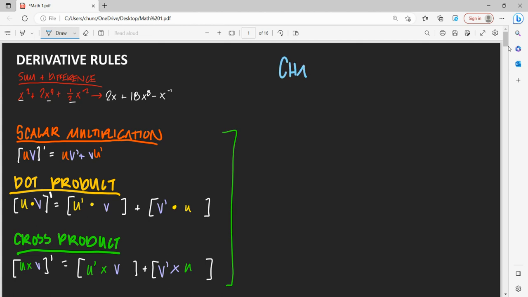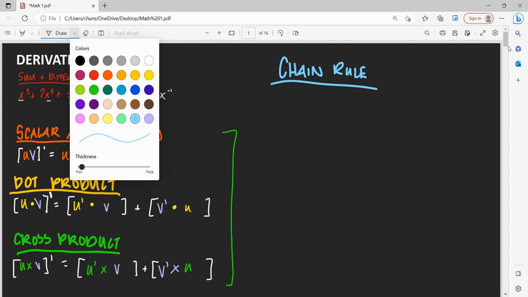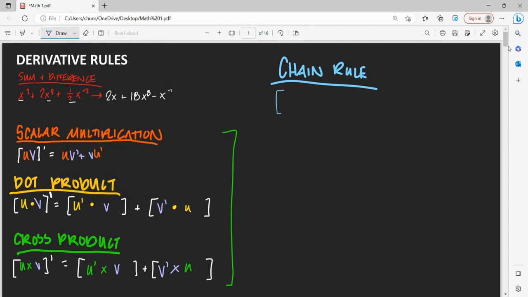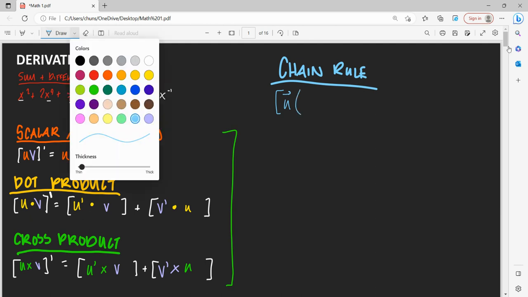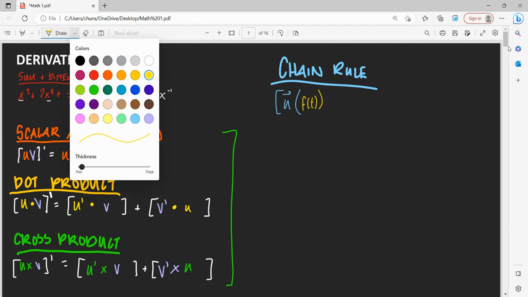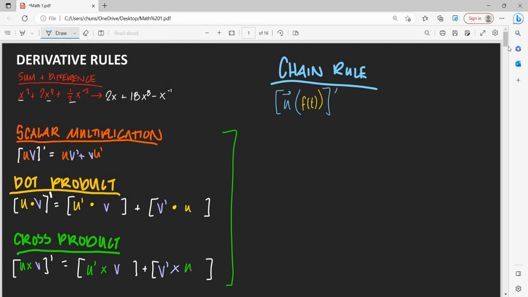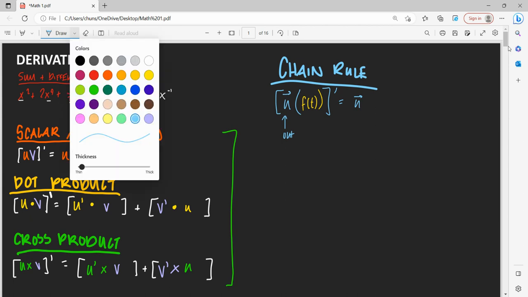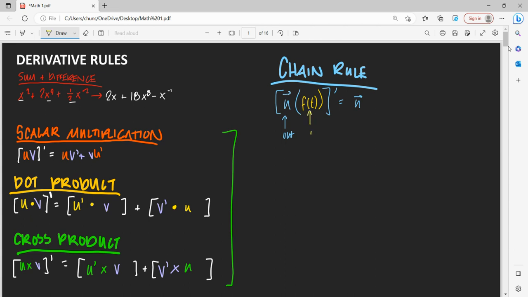So if we had chain rule, I want you just to consider something that looks like this. So if we had u, we had our function. So we're going to treat it as like two different kinds of things. So we're going to take the derivative of this. We would take the outside, I'm going to put that first. Then we're going to have our inside.